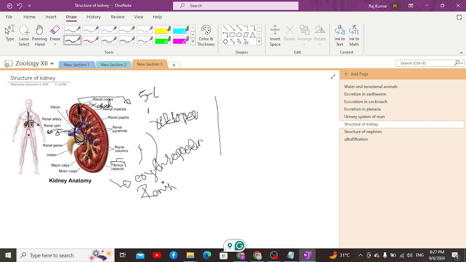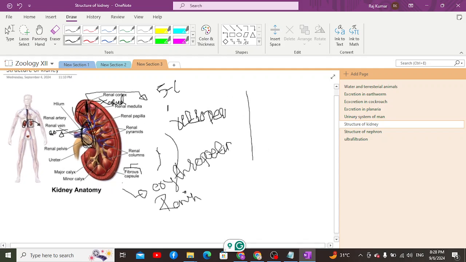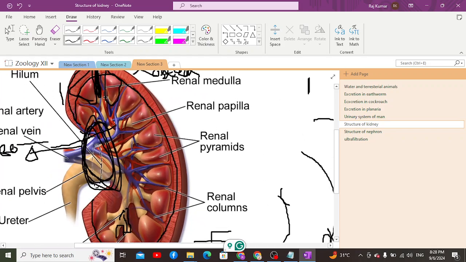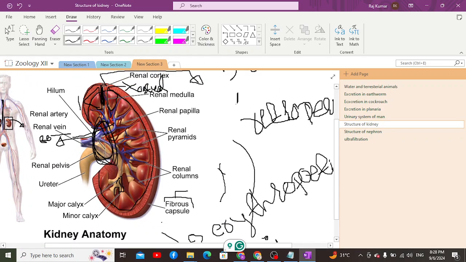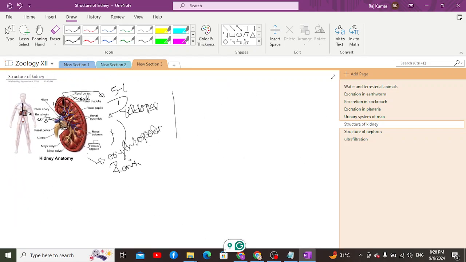One more thing that I would like to highlight over here is that the renal artery further divides into arterioles in the kidneys, and these go into the efferent arterioles, which further go into the nephron and form a glomerulus, which we are going to discuss in the next video.